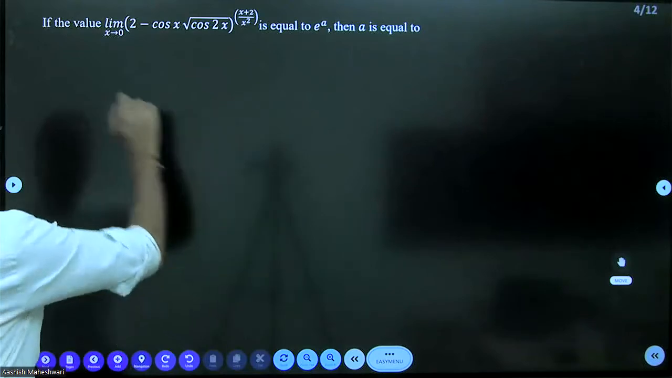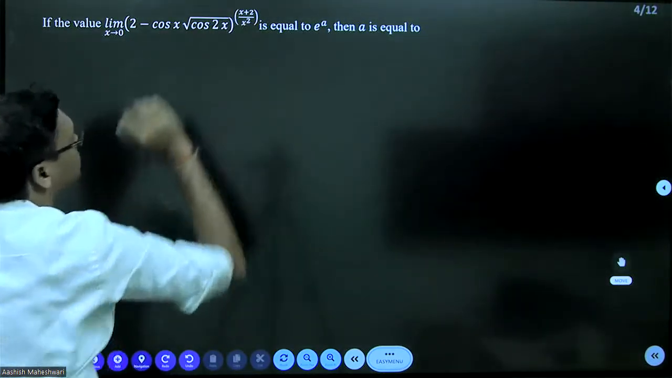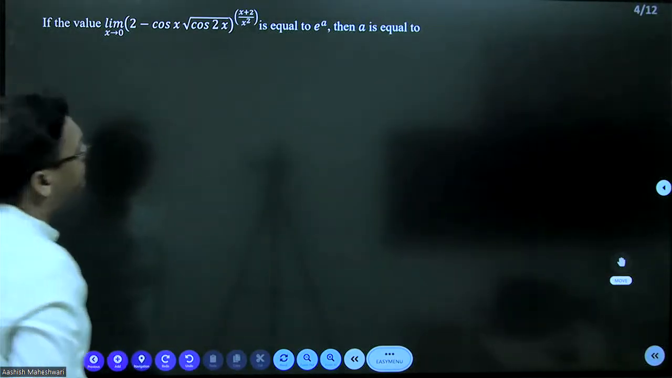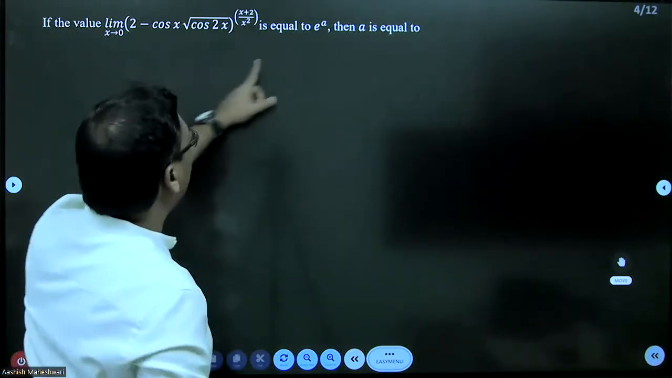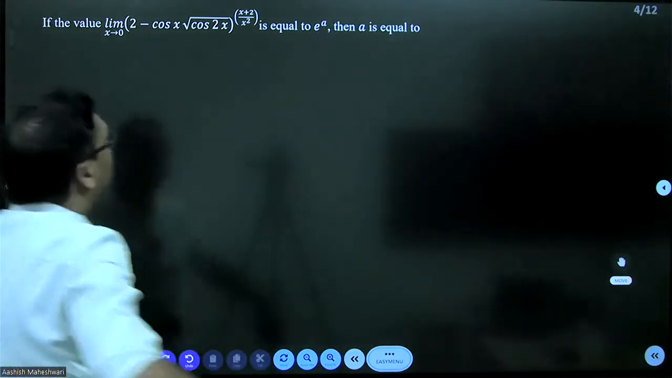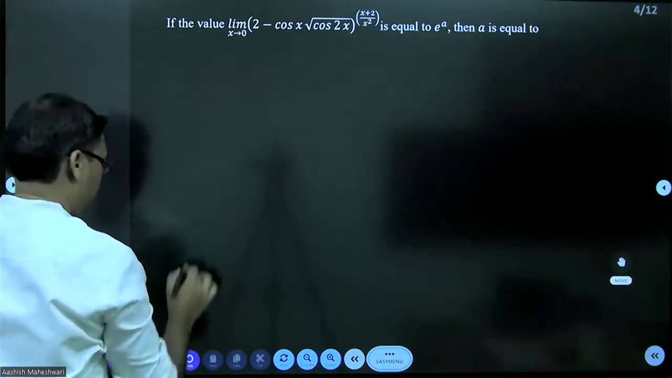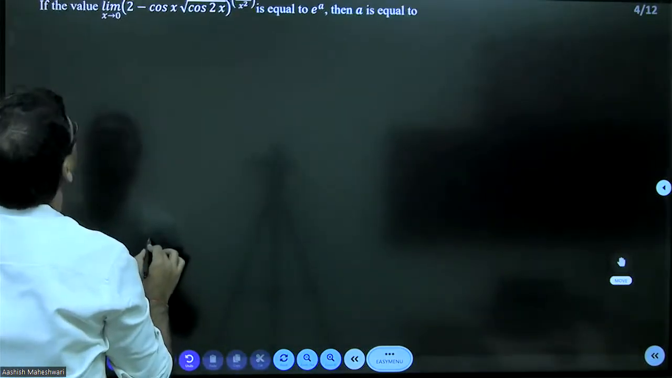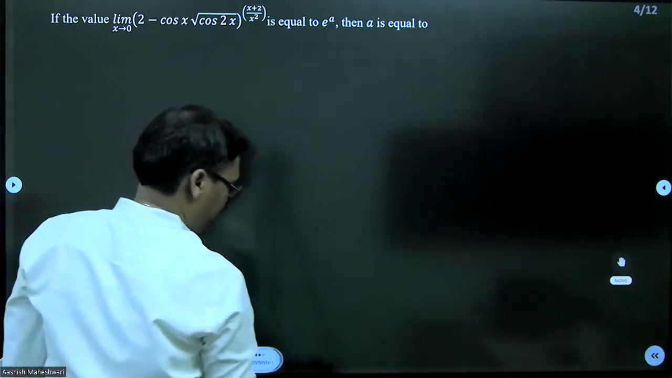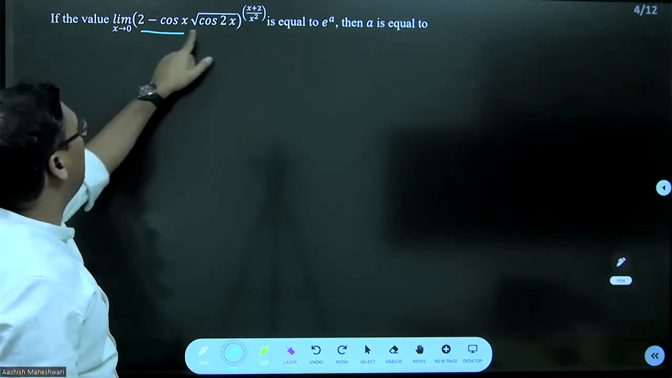So here we have limit x approaches 0, (2 minus cos x root cos 2x) raised to (x plus 2) upon x square. Okay. So now see, this is equal to e raised to a, then you have to find the value of a. So first you observe this, as x approaches 0, you can see here, this value is approaching to 1.